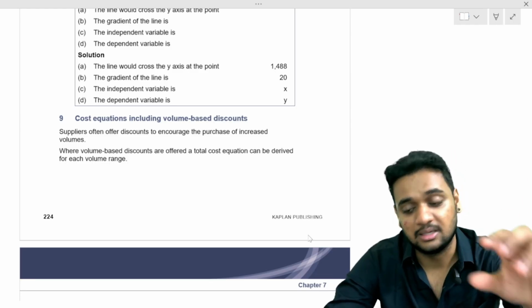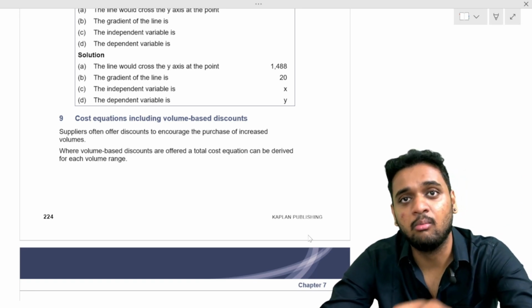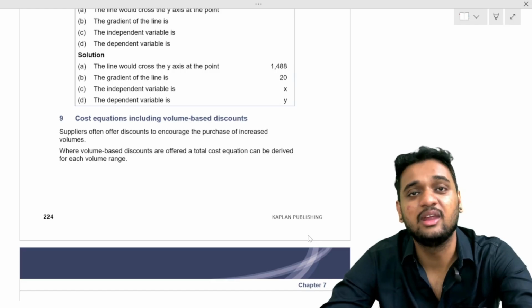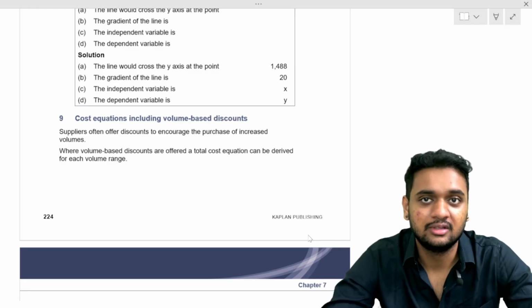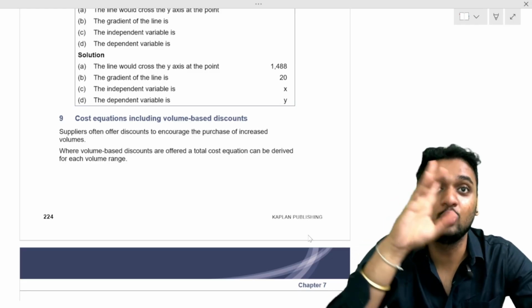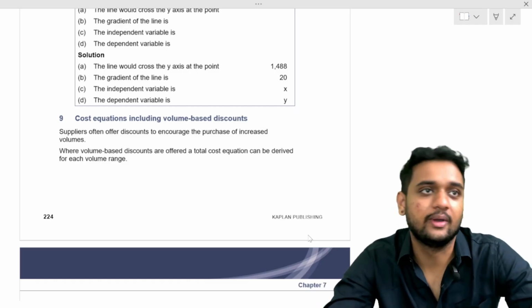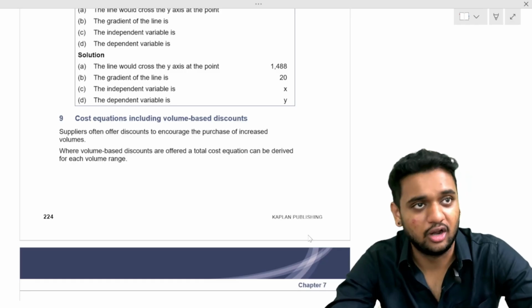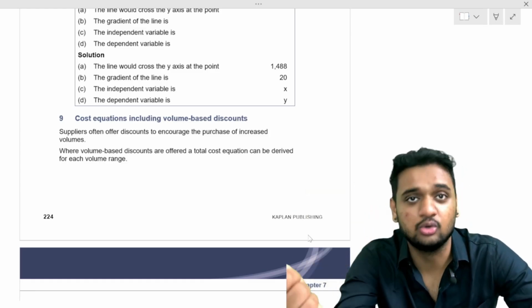In some cases, what they will give is, if you sell more than 1,000 units, your variable cost will be 10% lower. Like this, they will give. In that case, you have to find two equations. Understood all of you?